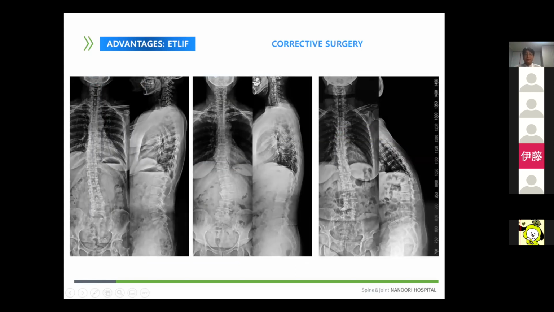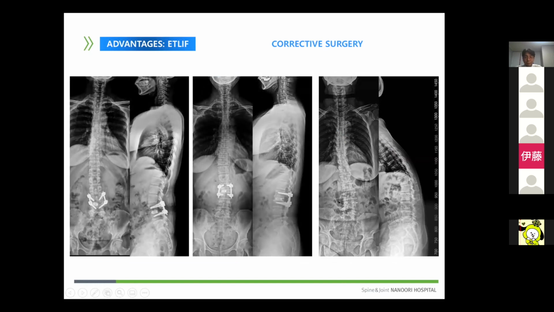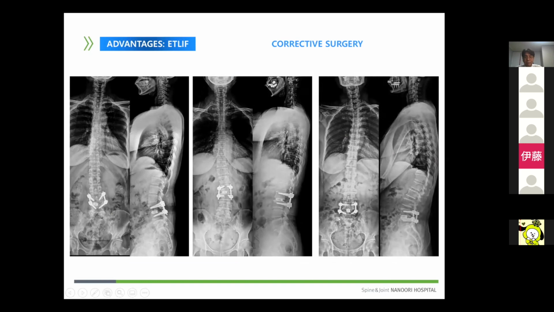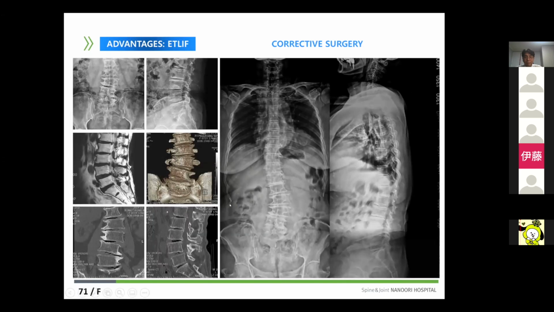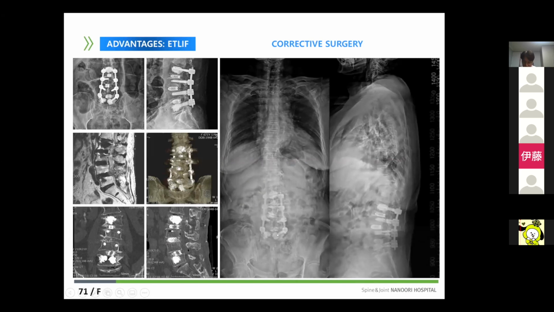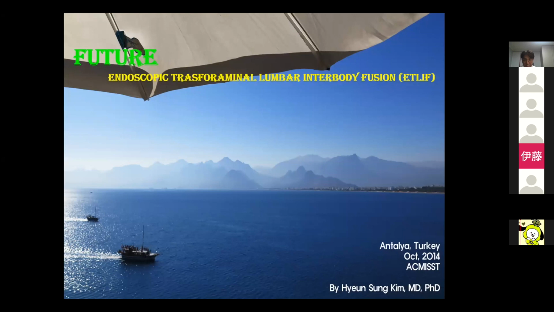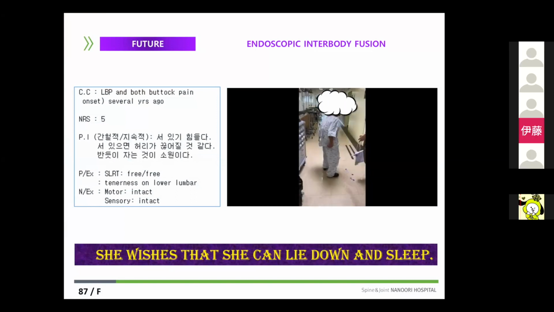You can see that with only a single segment correction, this degenerative corrective scoliosis patient was corrected nearly completely, and the 6-month follow-up also sustained very well. Because of that, multi-level degenerative scoliosis like this can be corrected using endoscopic spine surgery. For example, correcting to here, to here, to here. Then we can make a correction like this, and the 6-month follow-up sustained well. Because of that, as Dr. Son already commented, in the future deformity surgery will be possible.